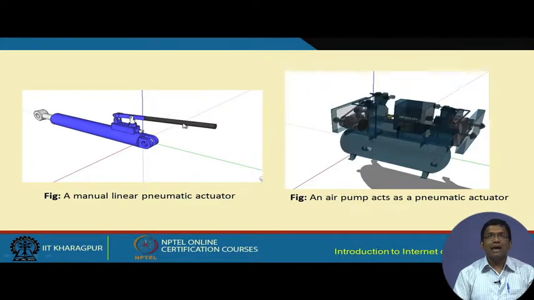Here is a figure of a pneumatic actuator. When you apply pressure over here, this shaft will move. Basically, this figure shows an air pump acting as a pneumatic actuator.